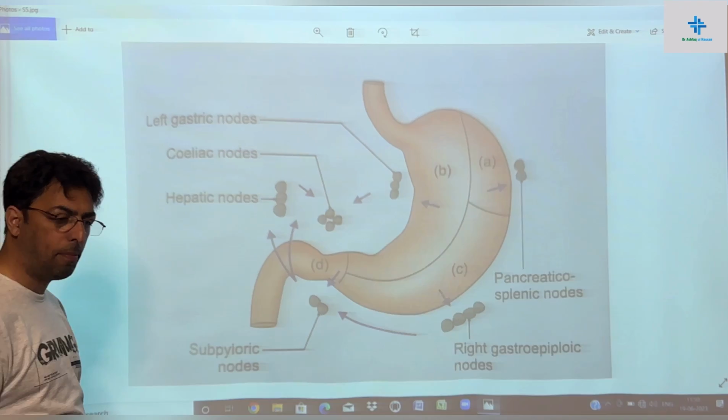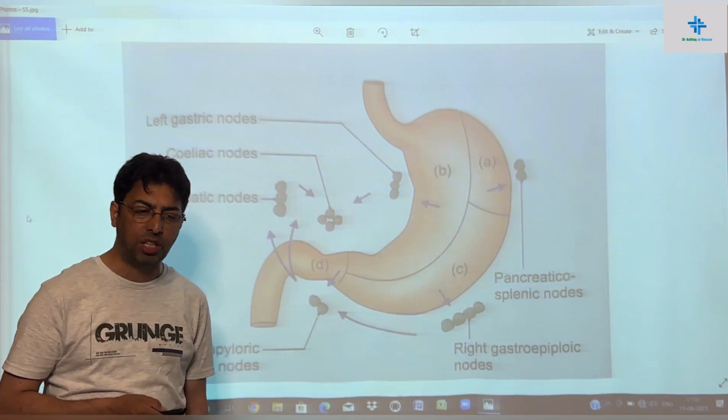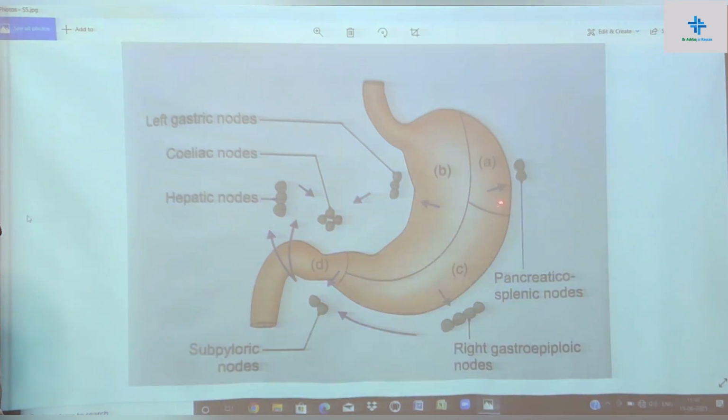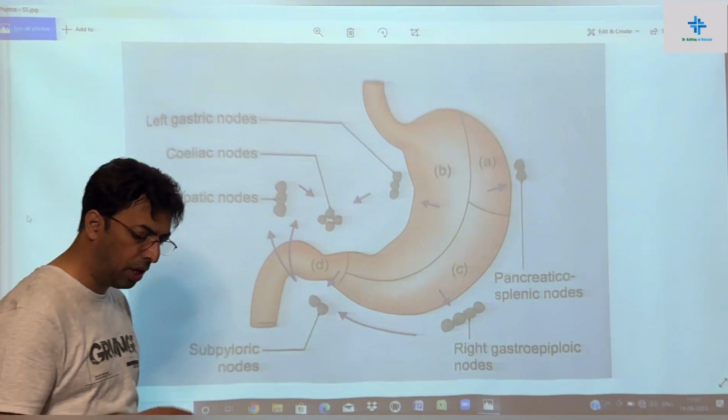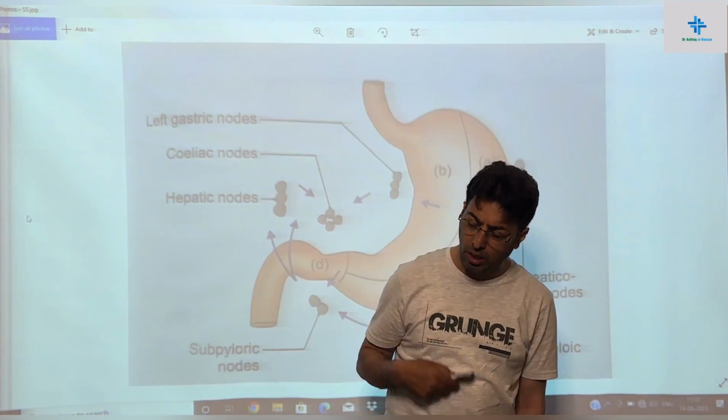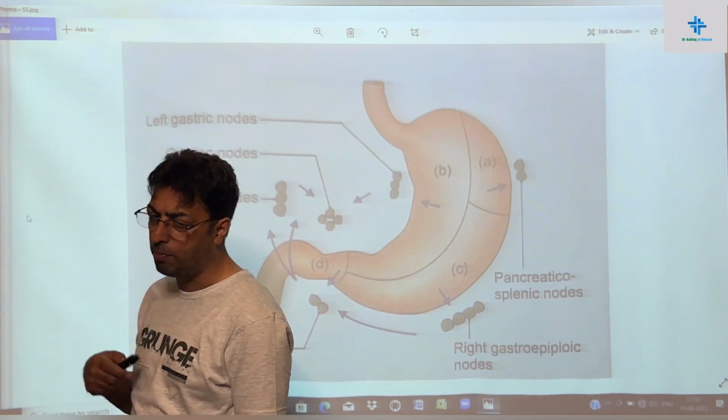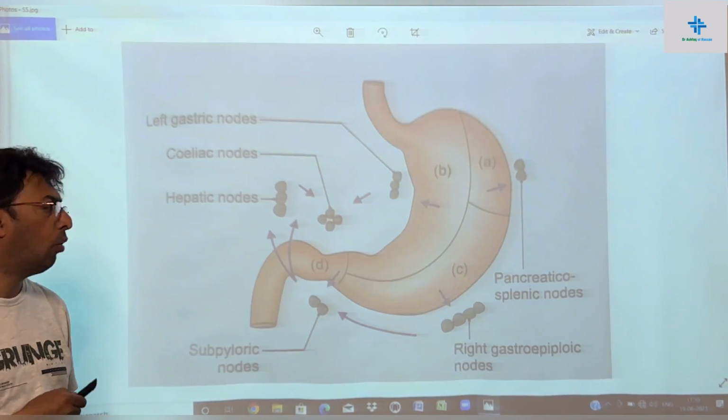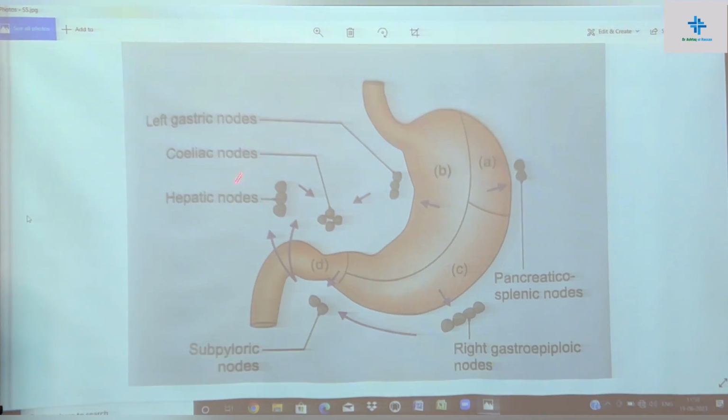So you divide the stomach into 2 predominant lymphatic territories, the right one and the left one, and the left one is further divided into upper 1/3 and lower 2/3. So the pancreatico-splenic group of lymph nodes, the right gastroepiploic group, the subpyloric group, the hepatic, the celiac, and the left gastric group of lymph nodes, they drain the stomach. And the lymphatic drainage of the stomach is important from the perspective of gastric cancer, because we can assess the stage of the cancer by the involvement of the lymph nodes, and in gastrectomy we also excise these lymph nodes as well.